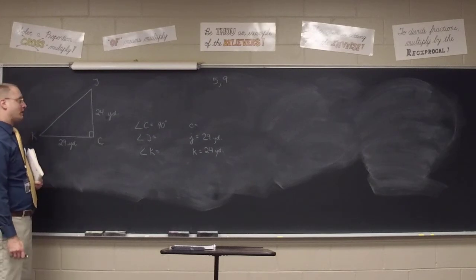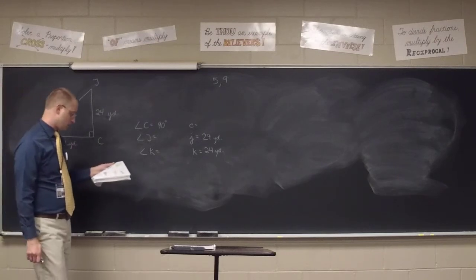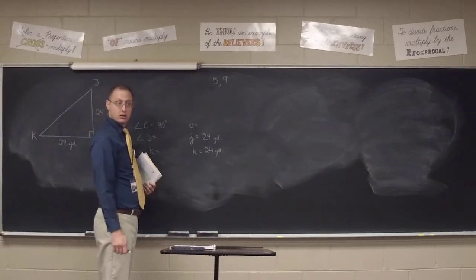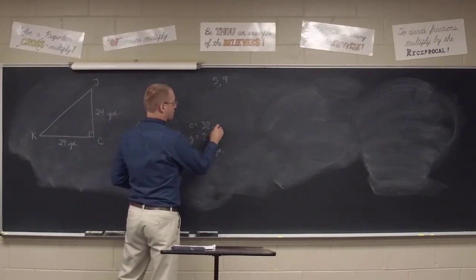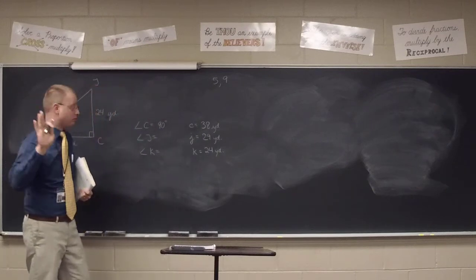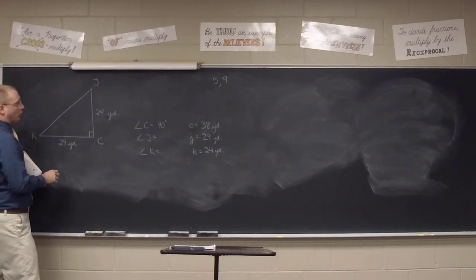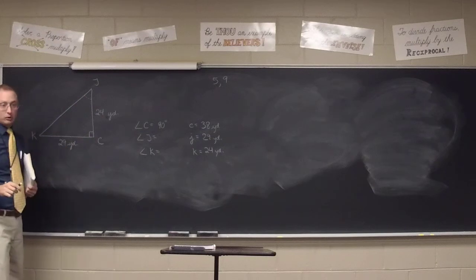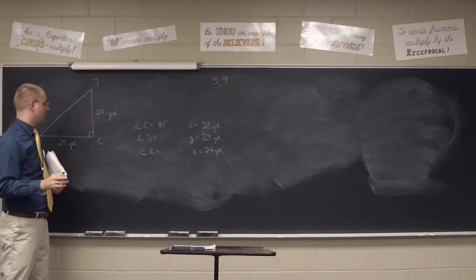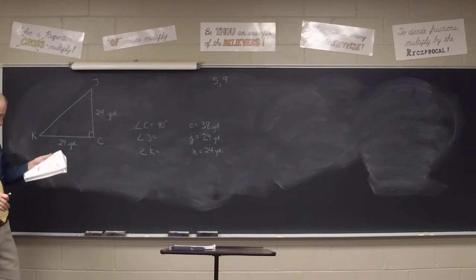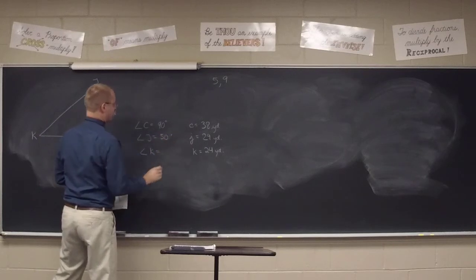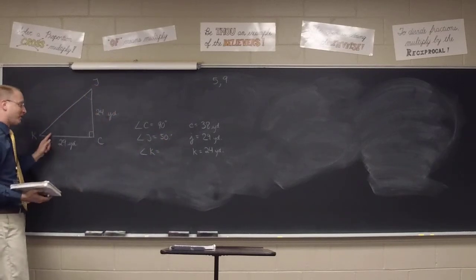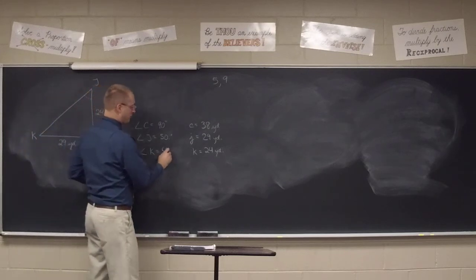What do we get for the hypotenuse on number 5, class? 38 yards. How many had 38 yards for your rounded hypotenuse? All of you, excellent. And then we could find angle J to be how large? 50 degrees. And angle K across from the 24 yards should have been 40 degrees.